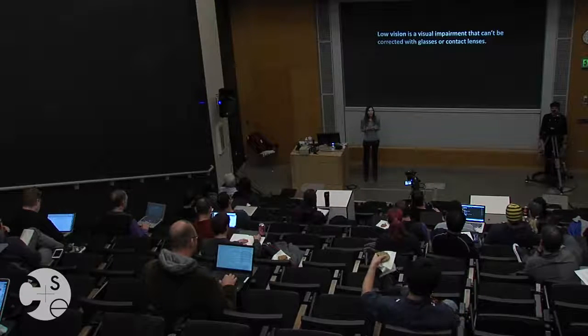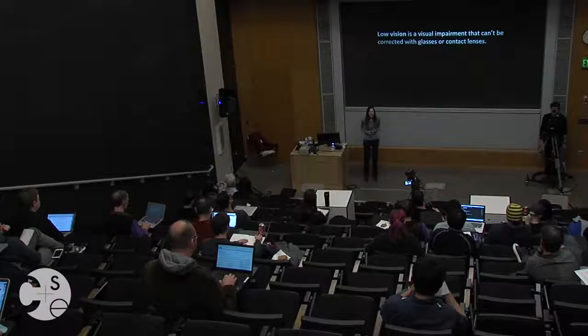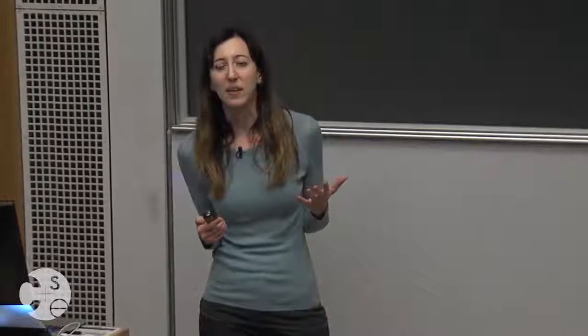So the first thing I want to talk about is what is low vision? A lot of you might be thinking, well, I need glasses. I can't see very well without my glasses. I have low vision. And actually, you most likely don't have low vision. Low vision is a visual impairment that cannot be fully corrected with glasses or contact lenses. So a person with low vision has some kind of impairment that impacts negatively their ability to perform daily activities, like reading, for example, and glasses or contacts won't be able to fully correct this impairment.